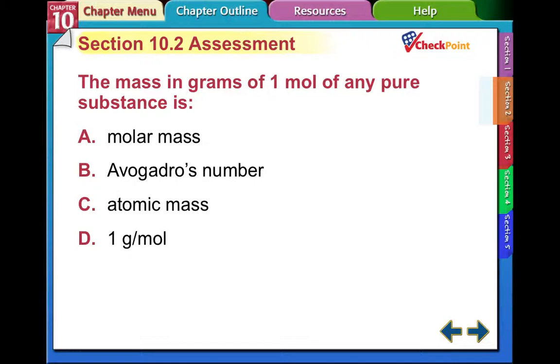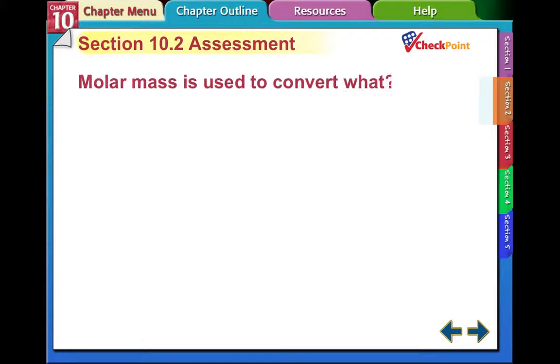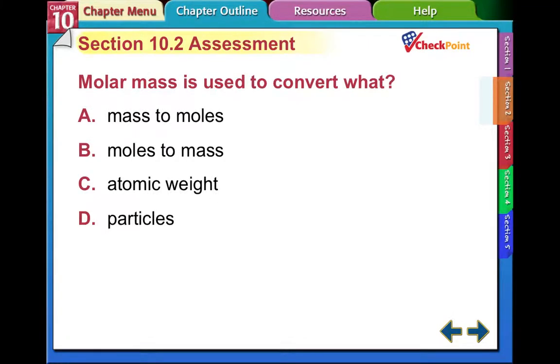Okay, mass in grams of 1 mole of any pure substance is molar mass, correct. Molar mass is used to convert what? Answer is moles to mass. We will be doing lots of practice with this, so please ask questions when you have them.